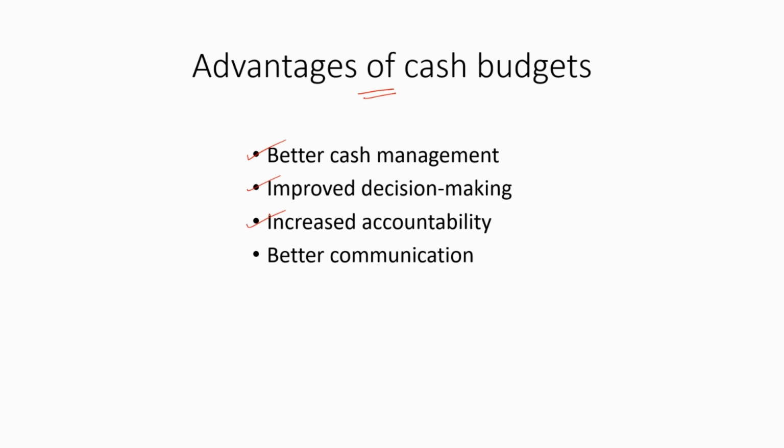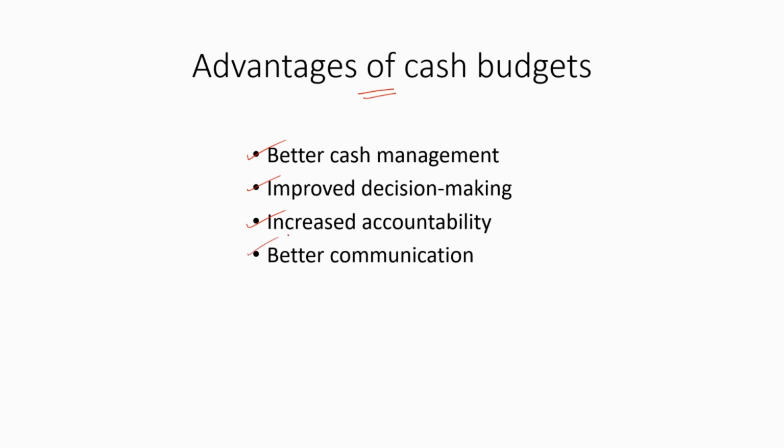Increased accountability. Cash budgeting encourages businesses to take a more disciplined approach to financial management and accountability by setting clear targets for cash inflows and cash outflows and tracking actual performance against these targets. This promotes transparency and accountability and can help businesses to build credibility and trust with investors, lenders, and other stakeholders.